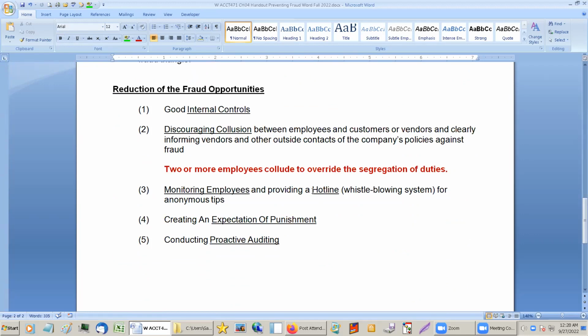Okay, monitoring employees, providing a hotline. The hotline should not be in the normal line of fire. You don't say tell your supervisor. Your supervisor might be the one doing the fraud. So this is outside the normal.